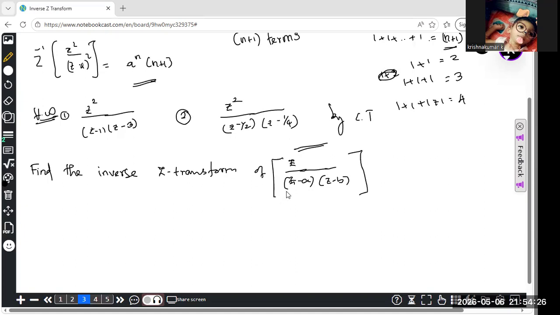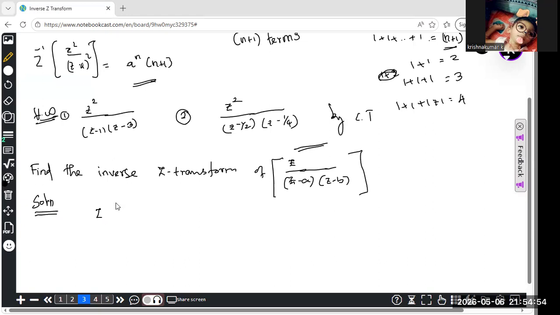Because if you have Z square in the numerator, we can split this function as Z by (Z minus A) into Z by (Z minus B). But here we have only one Z. Therefore, to find the inverse Z transform, again I'm going to use the convolution theorem as we did earlier. First you write the product of two functions.